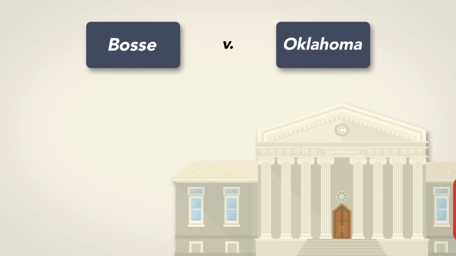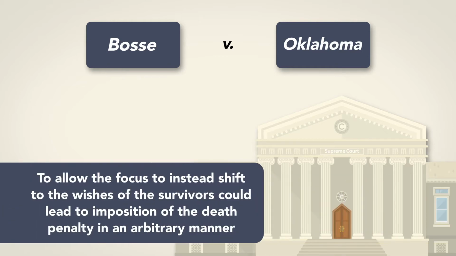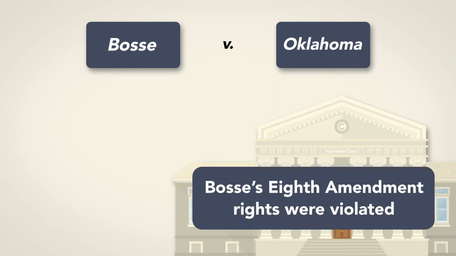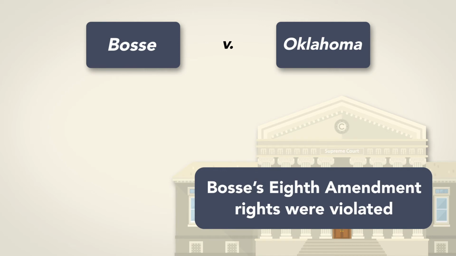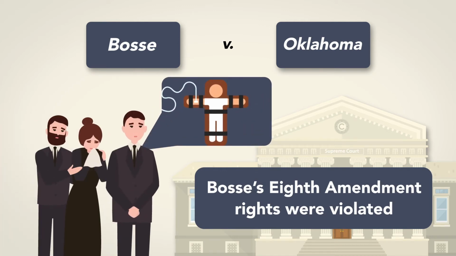The Supreme Court ruled that a death sentence should be based on the blameworthiness of the defendant, including his background and the nature of the crime. To allow the focus to instead shift to the wishes of the survivors could lead to imposition of the death penalty in an arbitrary manner, dependent on the beliefs of the survivors in one case versus survivors in another. The court found that Bosse's 8th Amendment rights were violated by allowing his victim survivors to recommend the death penalty.